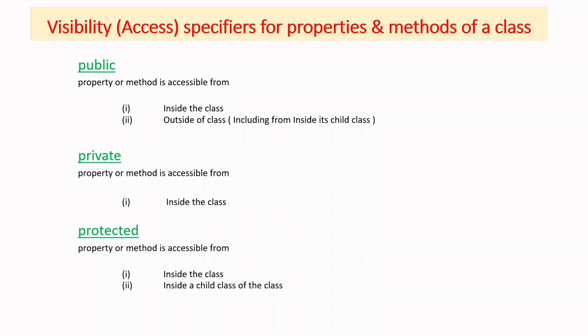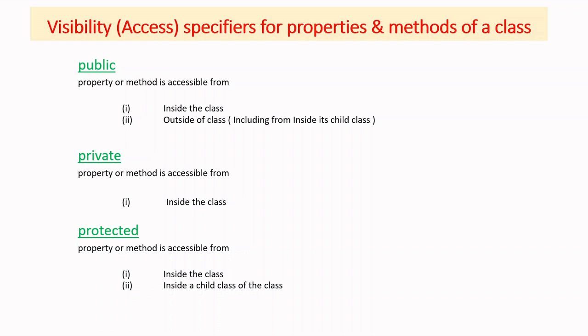Properties and methods inside a PHP class can have any one of these three visibility levels: public, private, or protected. If a property or method of a class is declared as public, it means the property or method is accessible from inside the class, from outside of a class, including from inside of a child class of that class. We will see what child classes are in the next lesson when we learn inheritance. If we didn't specify any visibility explicitly for properties and methods, then they have public visibility.